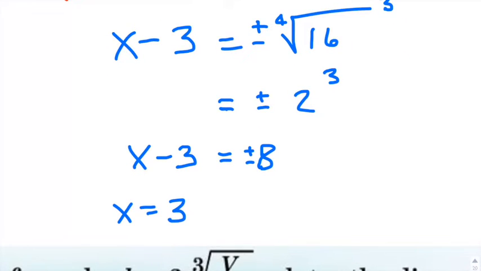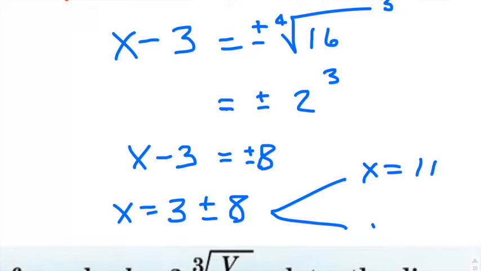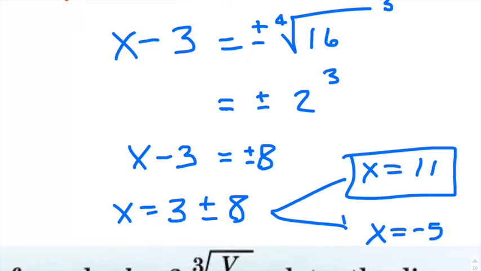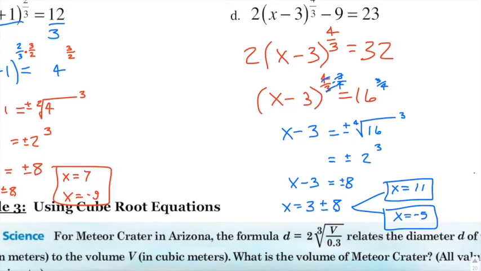We'll add 3, so it'll be 3 plus or minus 8. And that comes out to 2 answers. x equals 11, and then x equals negative 5. And those are your 2 answers there.